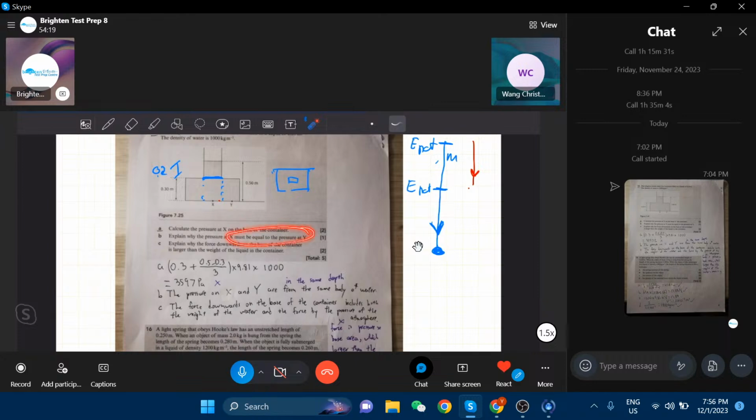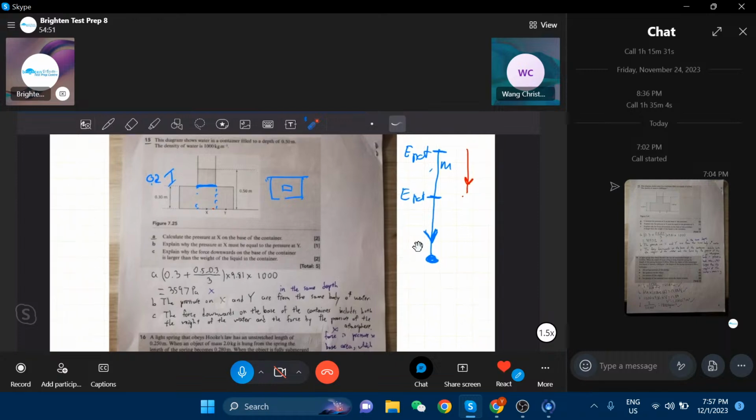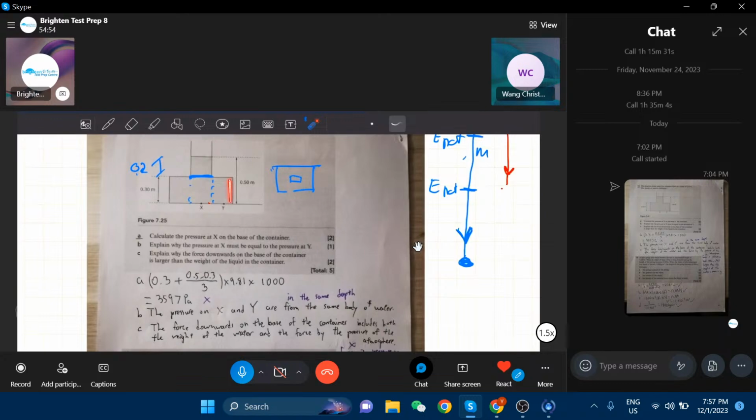Yeah. And they are from the same body of water at the same depth. Well, the depth doesn't really matter, because I like your answer. The pressure at X, because it's from the same body of water, doesn't change. Maybe you should say mass instead of body of water. But other than that, the depth has nothing to do with it. Just because we are here at 0.3 meters and here we are at 0.5, that's totally irrelevant.